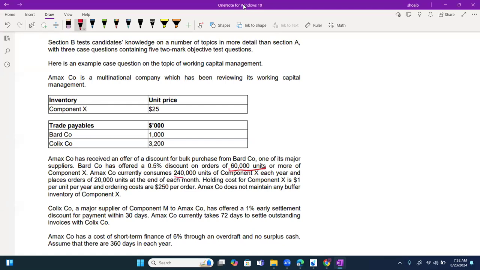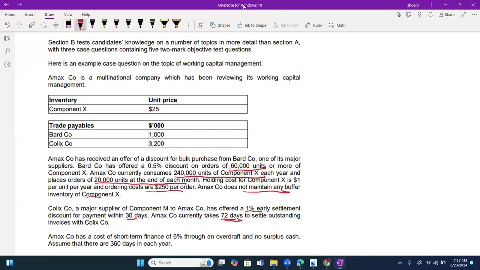MS company currently consumes 240,000 units of component X each year and places orders of 20,000 units at the end of each month. Holding cost for component X is $1 per unit and ordering cost is $250 per order. MS company does not maintain any buffer inventory. Okay. Colex company, a major supplier of component X to MS company, has offered a 1% discount for payment within 30 days. And currently you are taking 72 days to pay.